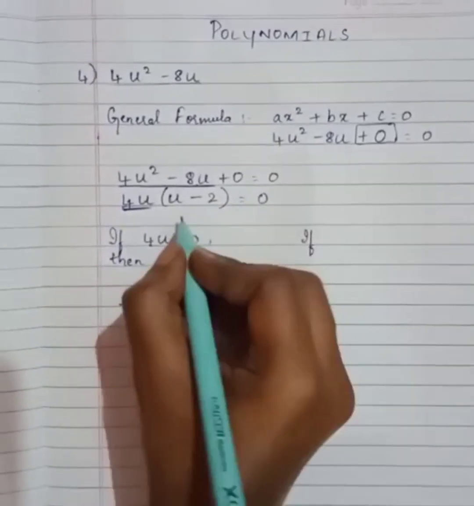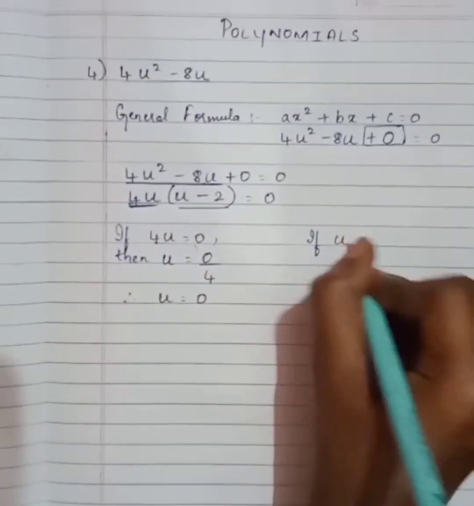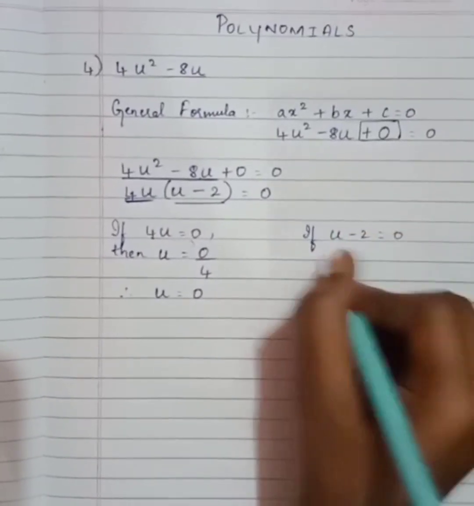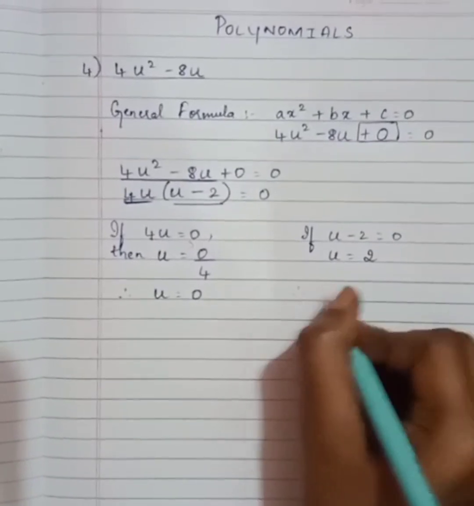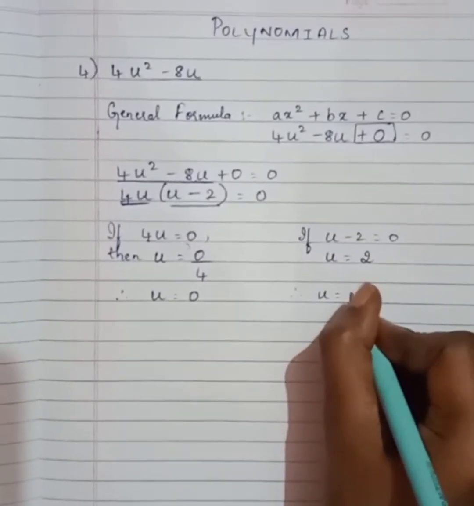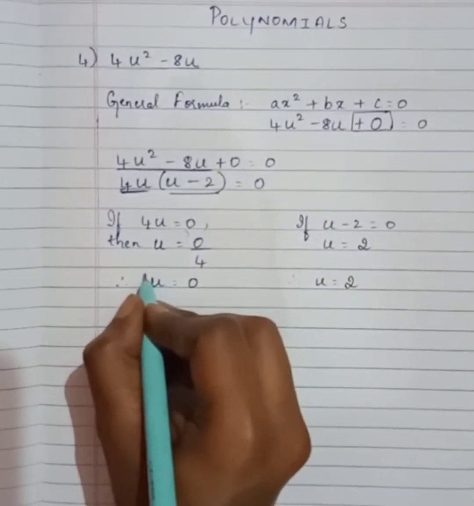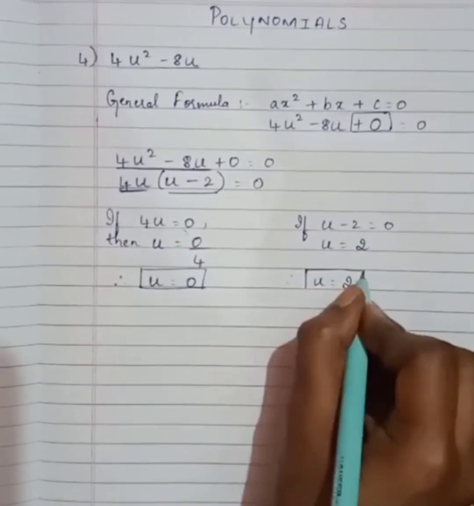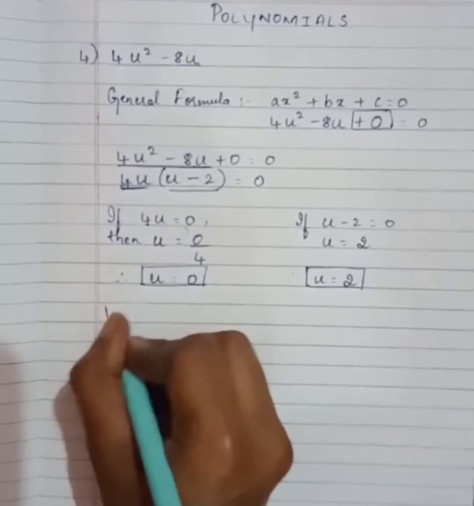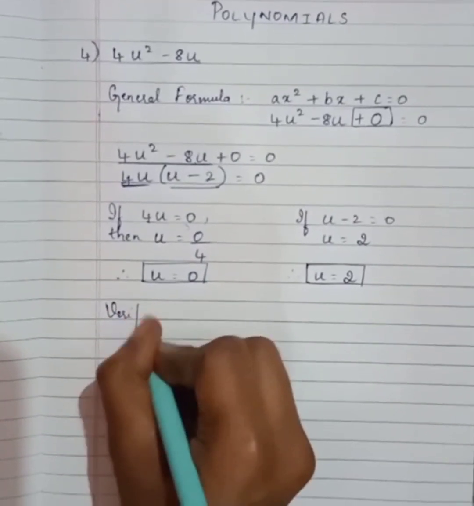Now we'll equate u minus 2 equals 0. If u minus 2 equals 0, u is equal to plus 2. Therefore, our other value for u is 2. So we have got zeros as u is equal to 0 and u is equal to 2. Now we have to carry on our verification part.